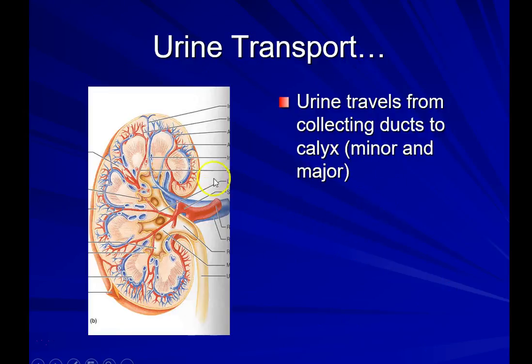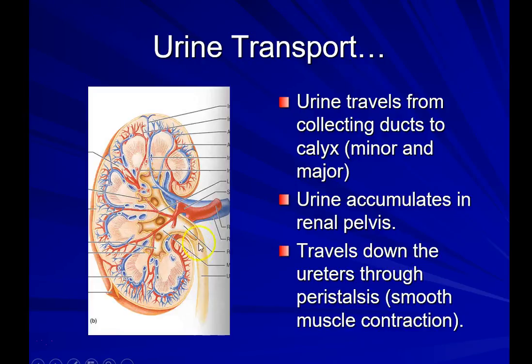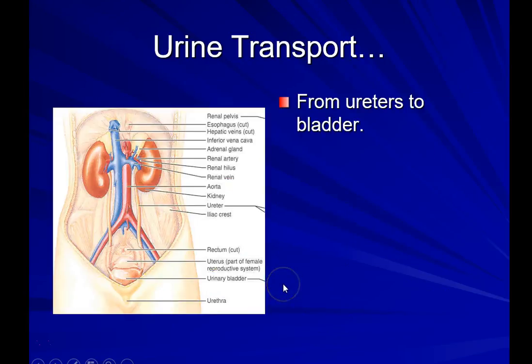All right, urine transport. You don't need to really know minor or major calyx. So here are the nephrons. It's going to dump into collecting ducts, which are going to dump into this area and then head down into the renal pelvis, which again, I'm not going to ask that you know, but just so you know, that's right there. It's going to go through the ureters through peristalsis, which is smooth muscle contraction, the same process that moves food through the digestive system. Then it goes from the ureters into the bladder.